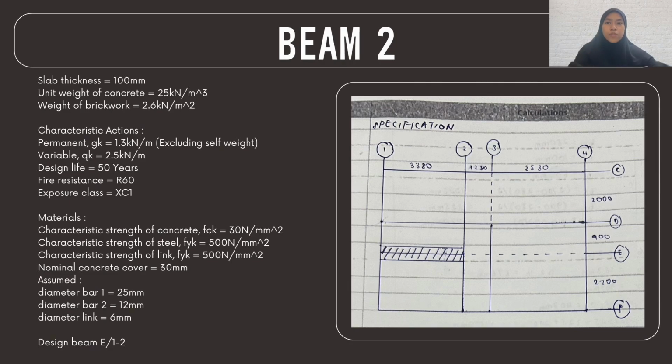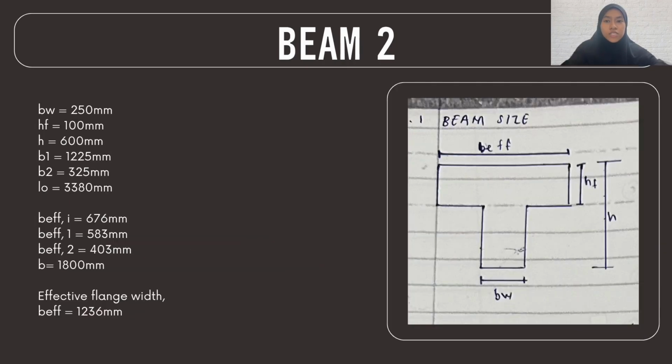Next, the material properties. The concrete has a characteristic strength of 30 MPa and the steel reinforcement has a yield strength of 500 MPa. The nominal concrete cover is 30 mm and the assumed bar diameters are 25 mm for main bars, 12 mm for secondary bars, and 6 mm for links. This beam is designed specifically for segment E122. This slide shows the geometry of the T-beam.